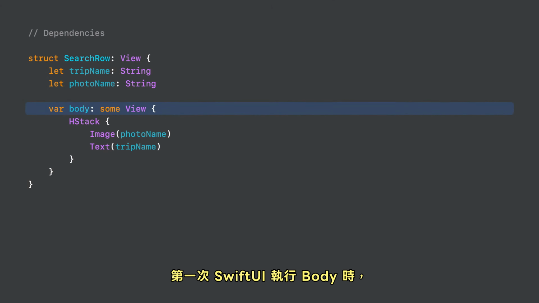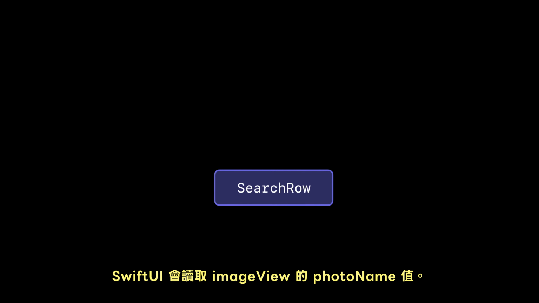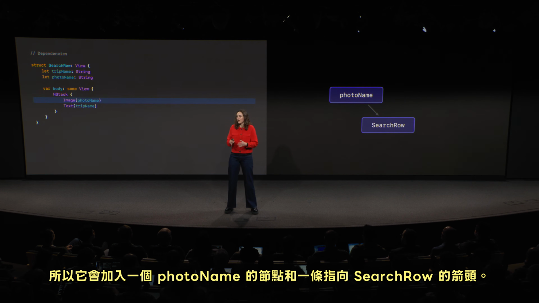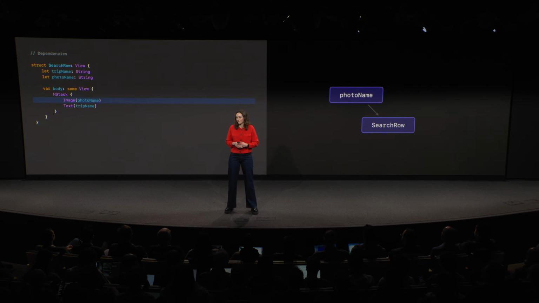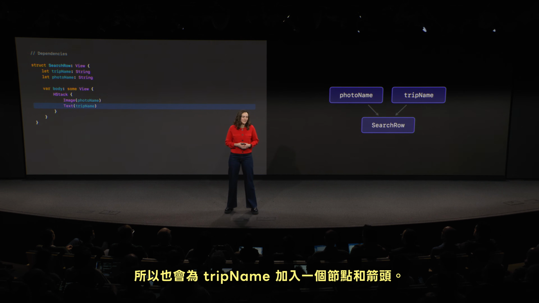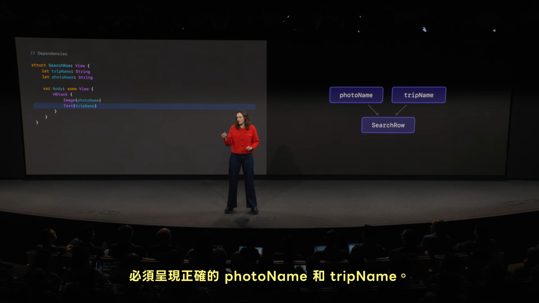The first time that SwiftUI runs body, it keeps track of all of the values it reads with a graph. The first part of this graph is a node for search row. In body, SwiftUI reads the value of photo name for the image view. So it adds a node for photo name and an arrow that points down to search row. SwiftUI also reads the value of trip name. So it adds a node and an arrow for trip name too. SwiftUI tracks this because for the pixels to be correct, they need to represent the right photo name and the right trip name.